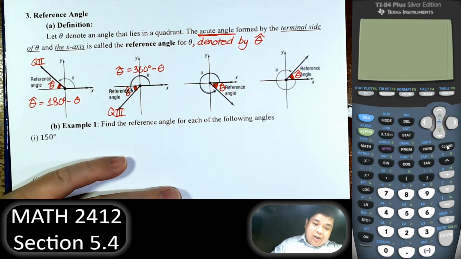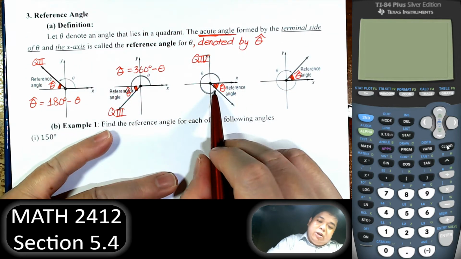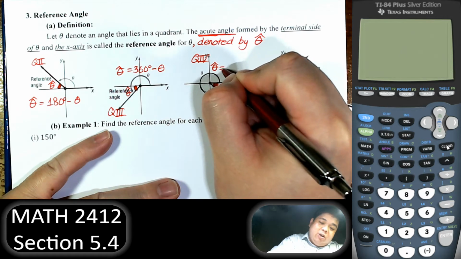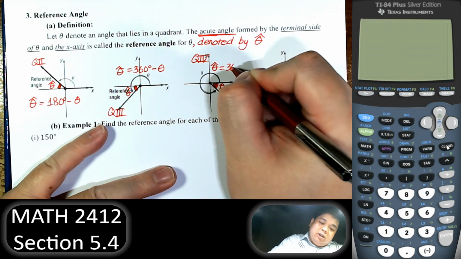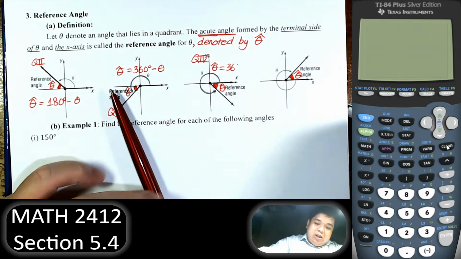Right. Then quadrant 4. So in this case, we can just say the reference angle equals 360 degrees minus theta. Sorry, this is completely off.